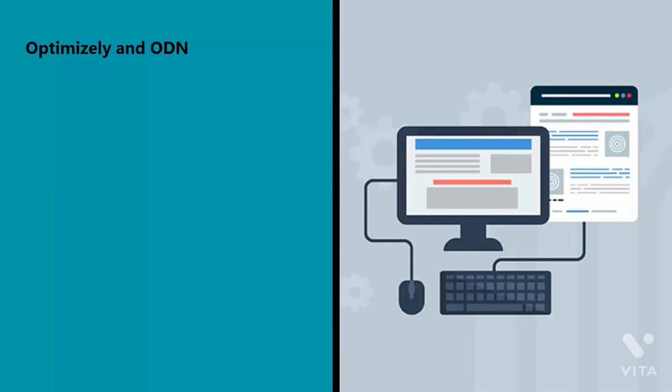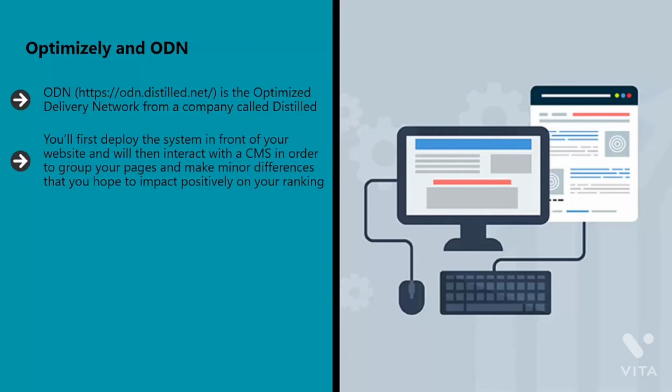Optimizely and ODN. ODN, https://odn.distill.net, is the optimized delivery network from a company called Distilled. This is a tool that allows you to much more easily utilize split testing for your site by grouping different versions of web pages. You'll first deploy the system in front of your website and will then interact with a CMS in order to group your pages and make minor differences that you hope to impact positively on your ranking.